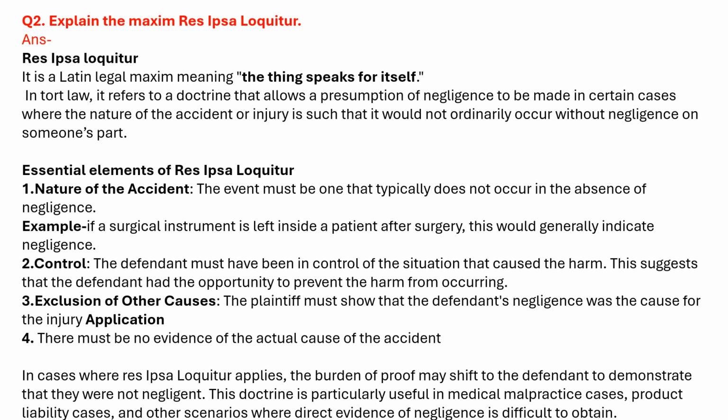Exclusion of other causes. The plaintiff must show that the defendant's negligence was the cause of the injury. There must be no evidence of the actual causation of the accident. I wrongly typed something there, please ignore it. So the fourth essential is there must be no evidence of the actual cause of the accident.